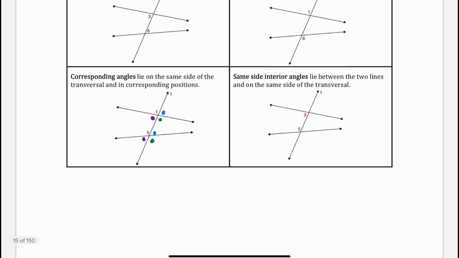Then the last one is the same side interior angles. So we have our two lines here, and here's our transversal. 3 and 5 are both on the same side on the interior of our two lines here.